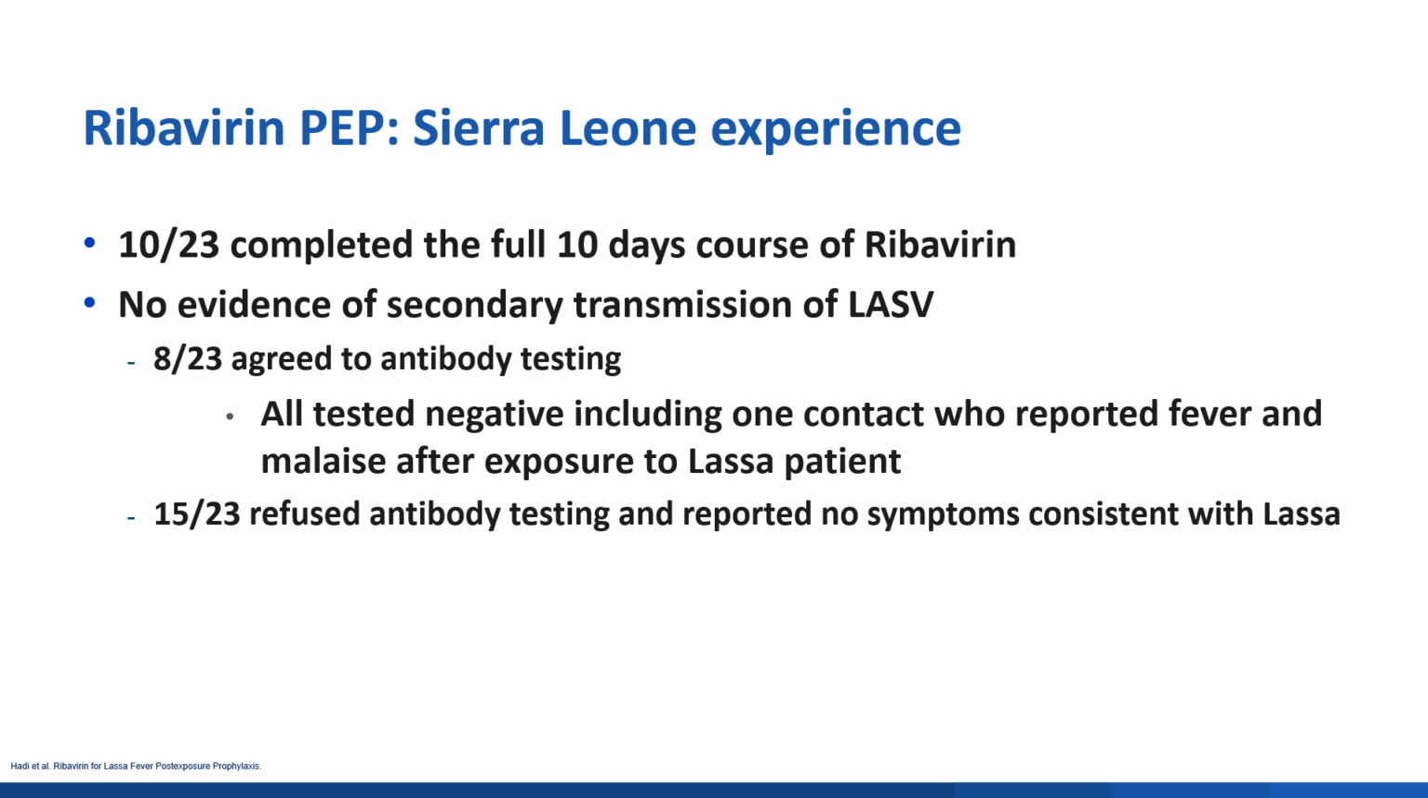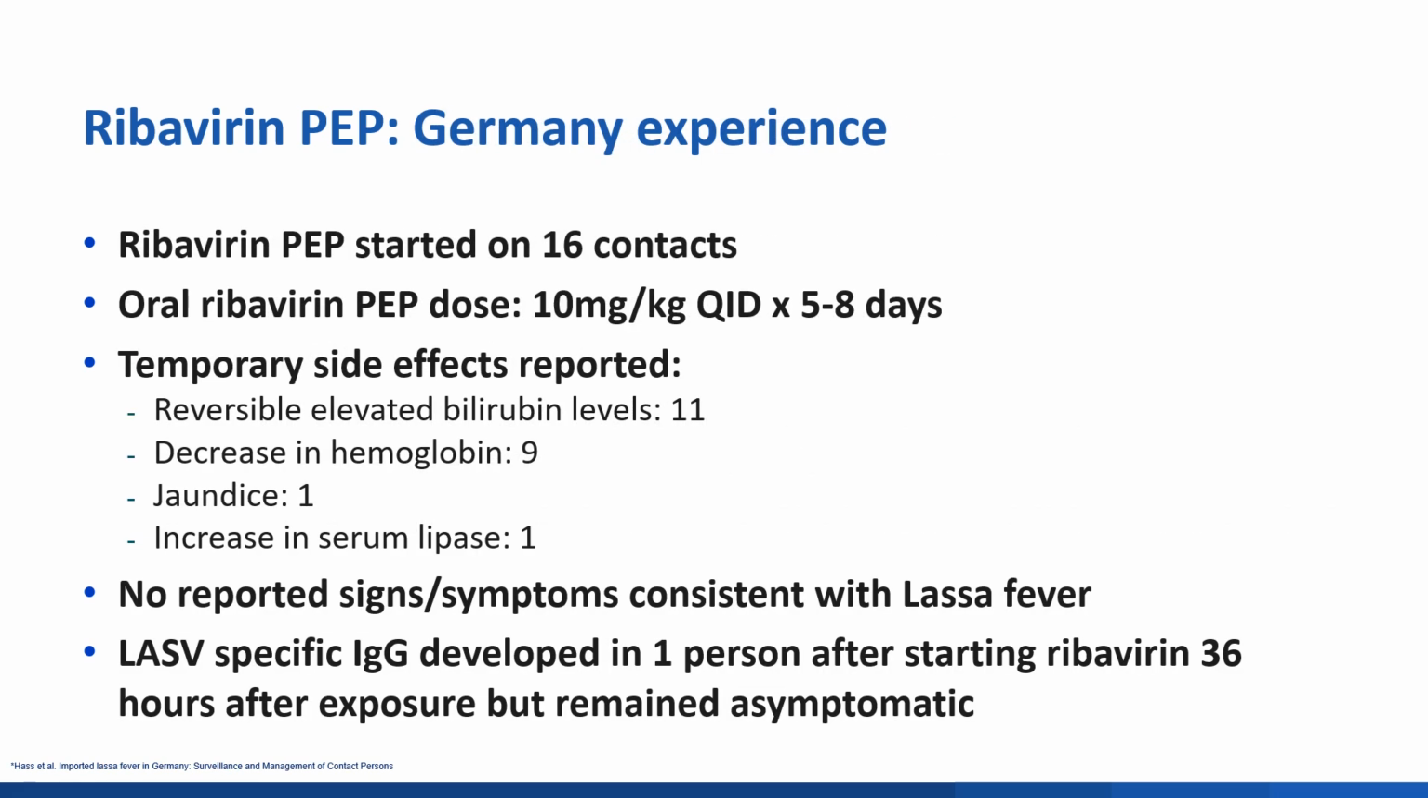However, only 8 of the 23 who were prescribed PEP agreed to testing for Lassa virus antibodies. All tested negative, including one contact who reported fever and malaise after exposure to an LF patient. The remaining 15 contacts who were prescribed ribavirin PEP refused testing for Lassa virus antibodies and reported no symptoms consistent with LF. Ribavirin was also administered to 16 high-risk and close contacts following an imported case of LF in Germany.